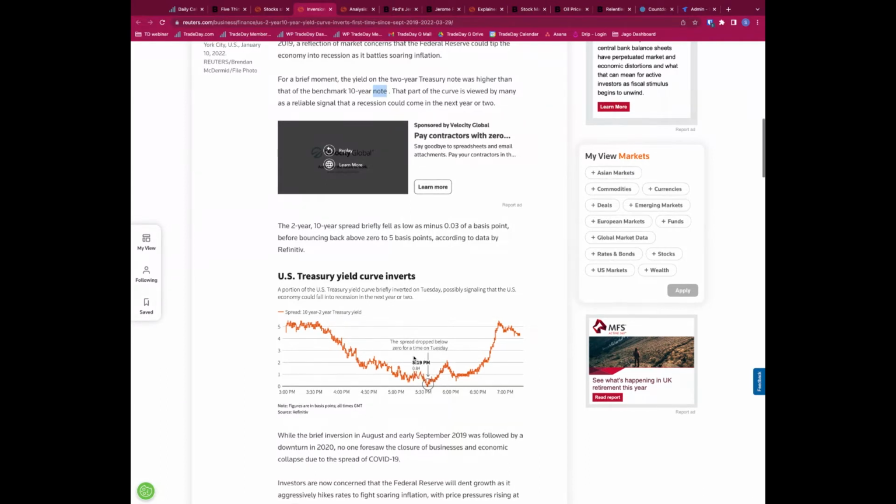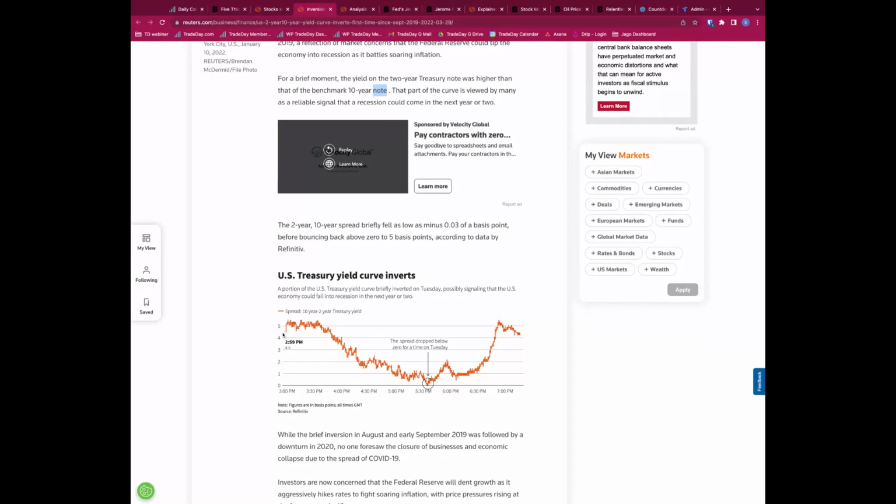The spread dropped below zero for a time on Tuesday. I don't know, these are half-hour segments, so I think this is maybe a 1-minute chart. So it went inverted for literally a few minutes. Then it came all the way back up to 4 or 5 basis points. These are basis points: 0.01, 0.02, 0.03, 0.04.